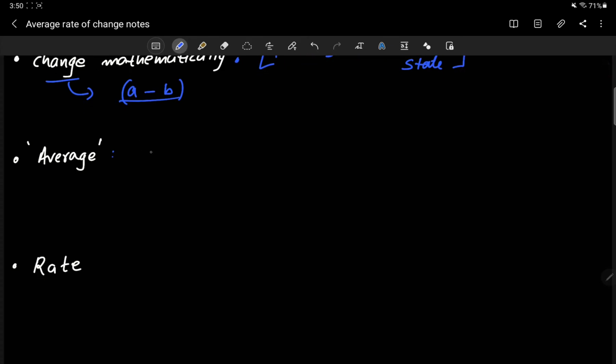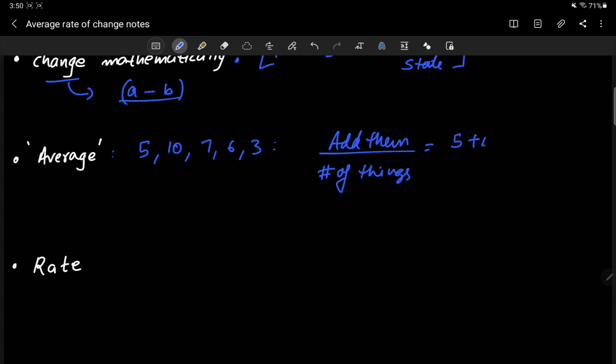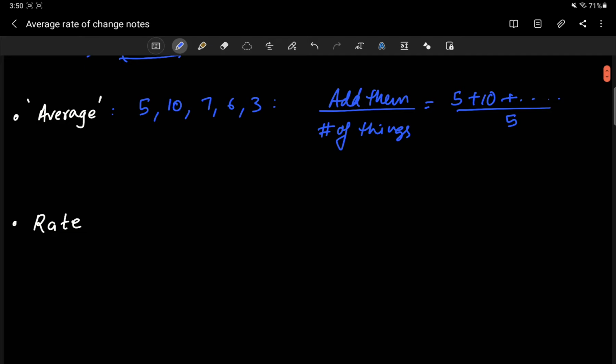For example, if I have to take the average of the numbers 5, 10, 7, 6, 3, I add them up and I divide by the number of things. So the average is 5 plus 10 and so on, divided by the 5 things. That's one way that you are familiar with talking about averages.